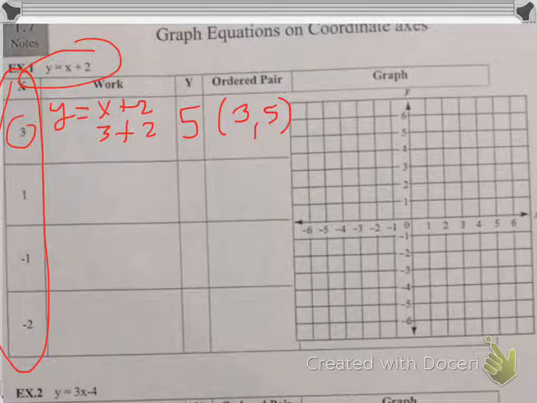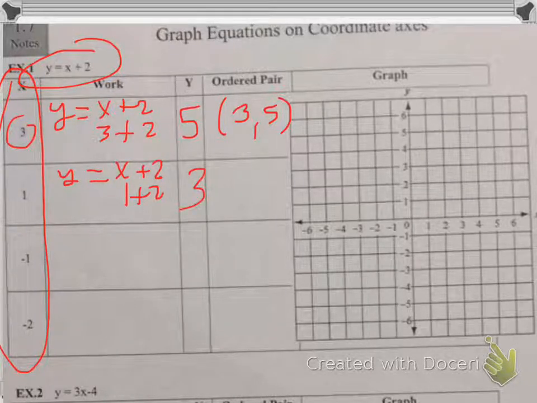I'm going to do the same thing for the 1 now. I'm going to substitute the 1 in place of the x. So I'd have y equals x plus 2. That's going to be 1 plus 2, so that's going to be 3. So when I put 1 in, I get 3 out. So here's my second ordered pair to graph.